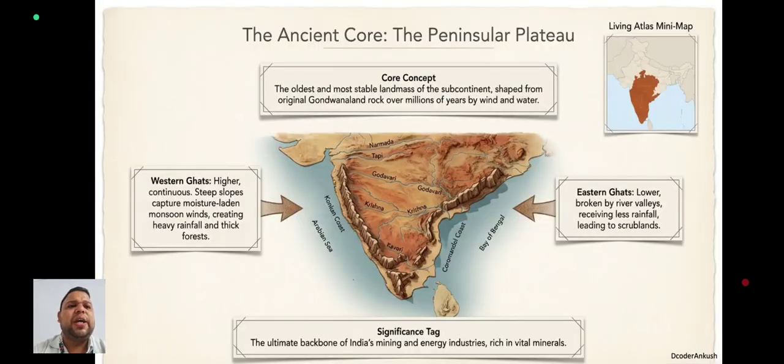Now the ancient core, the peninsular plateau, the oldest and most stable landform of the subcontinent, shaped from the original Gondwana rocks over millions of years by wind and water. The Western Ghats are higher, with continuous steep slopes that capture moisture-laden monsoon winds, creating heavy rainfall and thick forest. The Eastern Ghats are lower, broken by river valleys, and receive less rainfall, leading to scrublands.